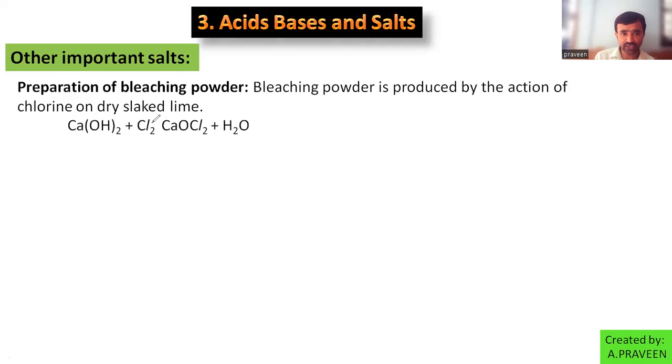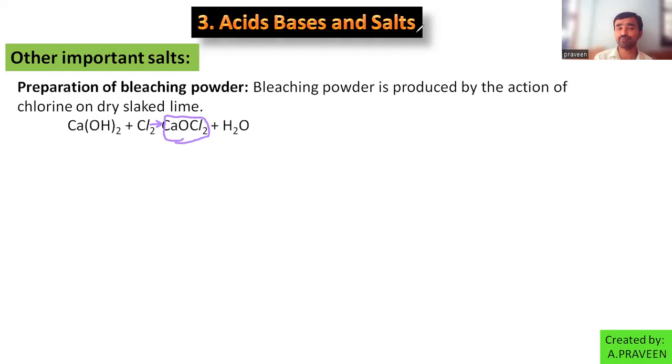CaOCl2. The CaOCl2 that you are producing is called bleaching powder. So this is the bleaching powder formula here, CaOCl2. Chemically, it is named calcium oxychloride. So the reaction of Ca(OH)2 plus Cl2 gas produces CaOCl2 and water. Then by drying this, decreasing the percentage of water, you are able to get calcium oxychloride.